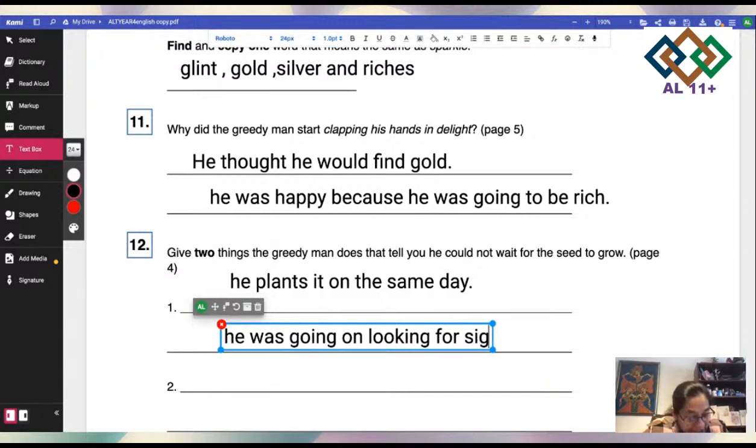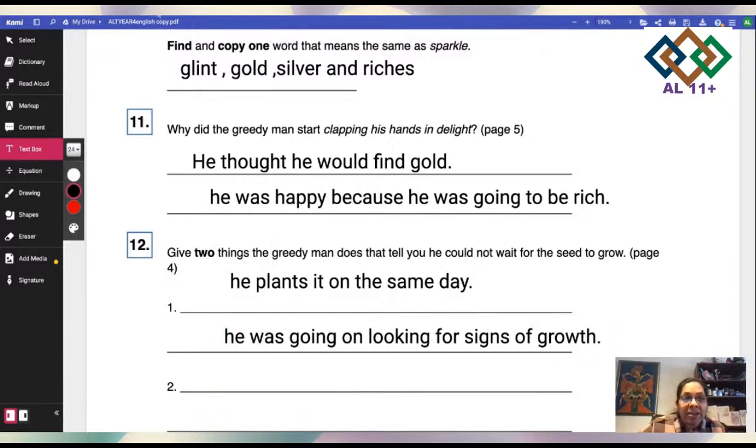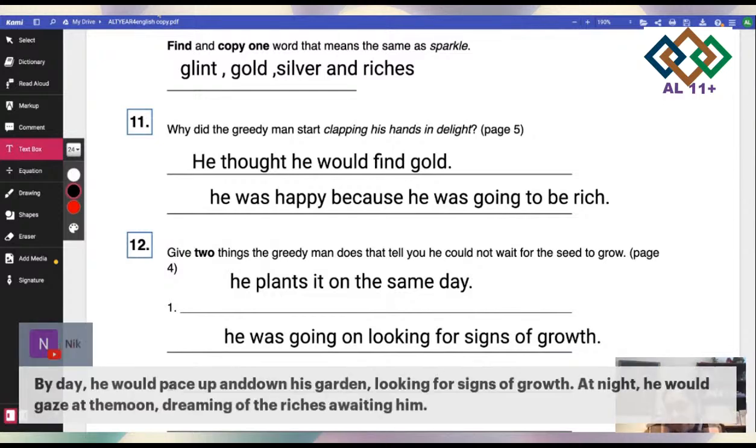He didn't even have patience for the plant to grow. He was going on looking because he was so greedy. He was going on doing all these things. So these are the two things you could write, the two reasons, or you could write a lot of reasons, what you guys are giving.